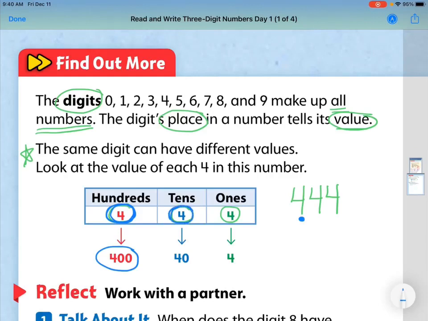Moving to this 4, the digit 4, its value is not 4 either. Its value is 40, and it's because of where it's located in the tens place. So this is in the hundreds place, this one's in the tens place, and finally this digit 4, because of where it's located in the ones place, it has a value of 4. Okay, and that is the ones place. So no matter what digit you're using, the value is determined by where it is placed in the number.